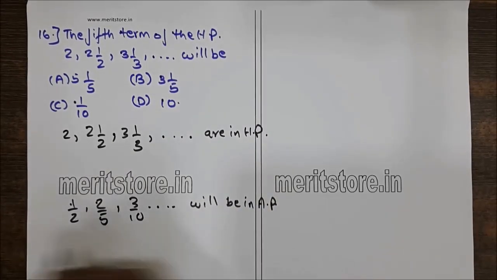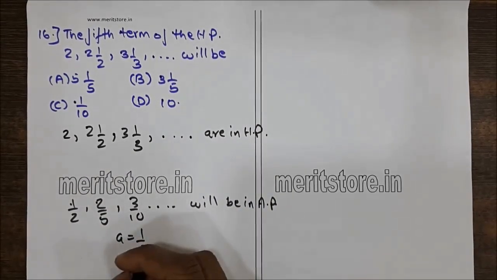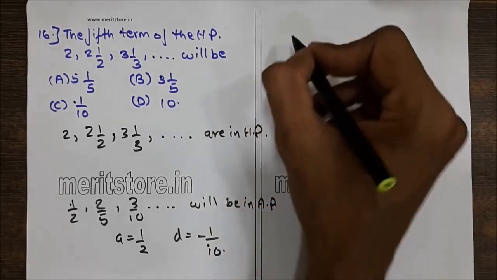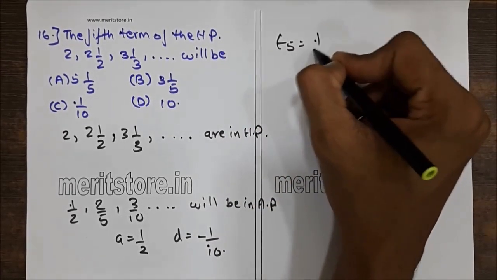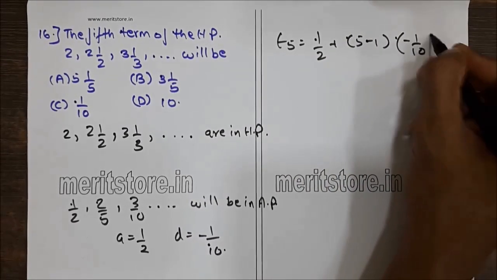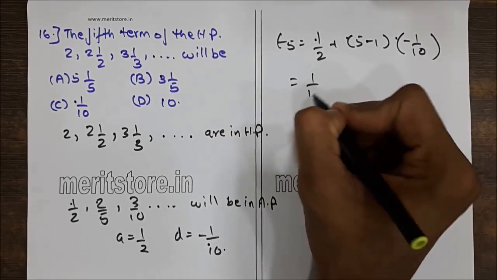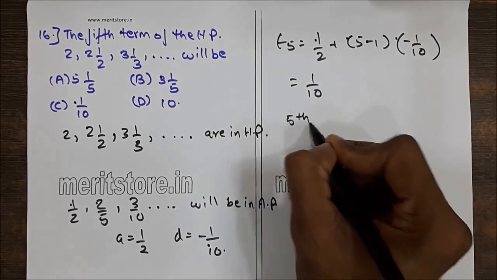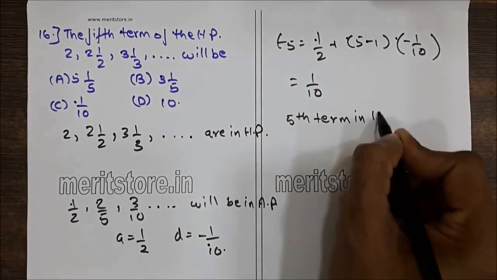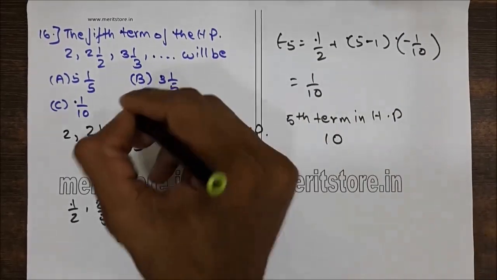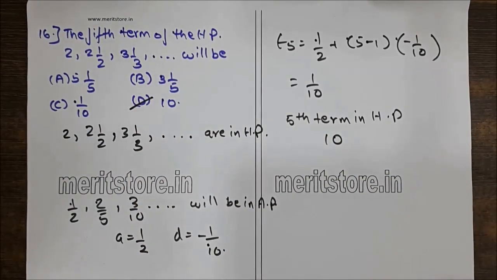So now for the first term, we have a = 1/2, and the common difference d = 1/10 − 1/2 = −1/10. So the fifth term of an AP, that is t5, can be written as 1/2 + (5 − 1)(−1/10), which is equal to 1/10. So the fifth term in the HP can be written as the reciprocal of 1/10, which is 10, which is our option D. Therefore option D is the correct answer.